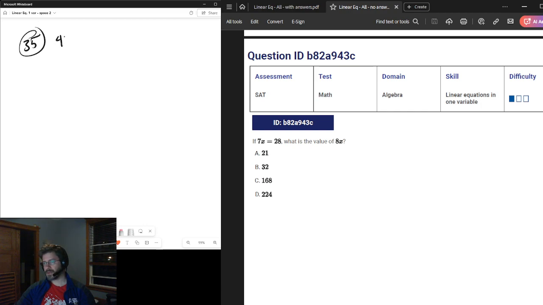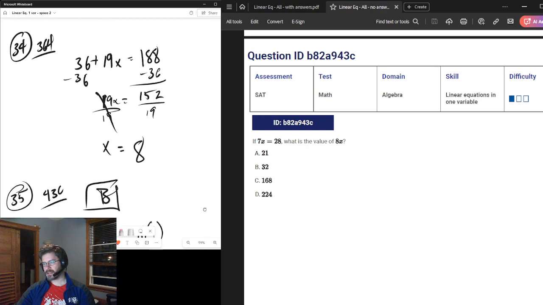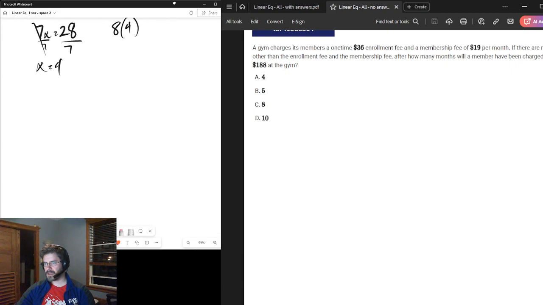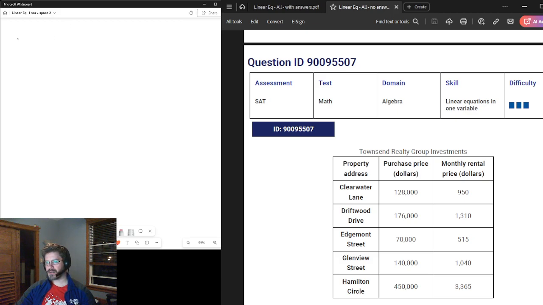All right, we got 4, 3C. Give it a shot. 7x equals 28. Of course, we divide by 7. x is 4. So 8x is 8 times 4, which is 32. B. Actually, we didn't write an answer down here. C. All right, number 34. Number 35. Ooh, big old boy. All right, 35. Number 507. Is it 35 or 36? Nope, 36. Did 35.